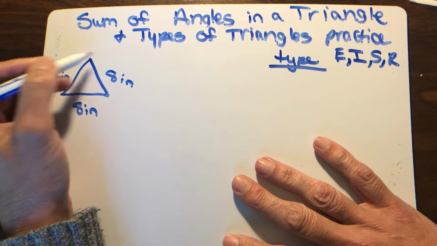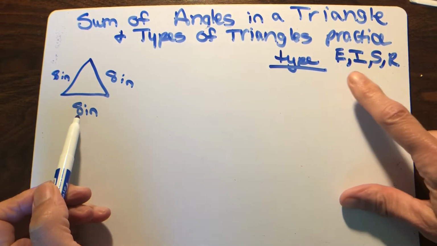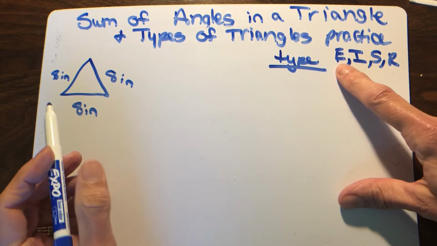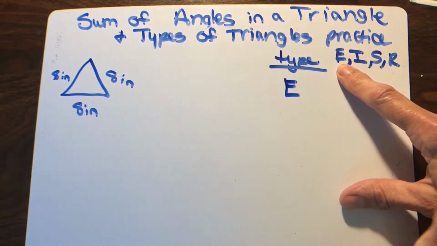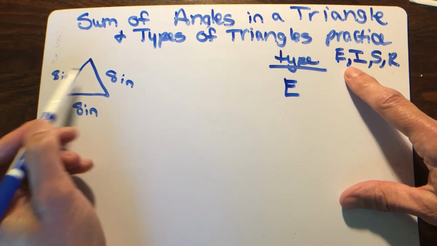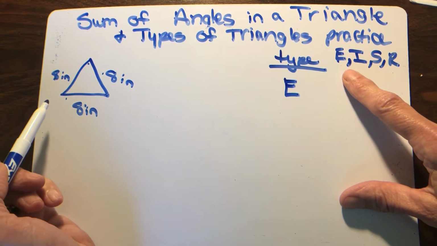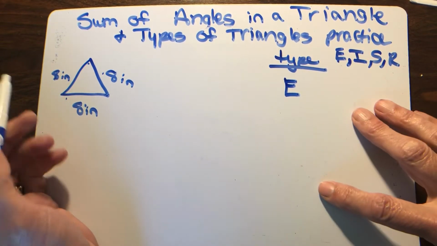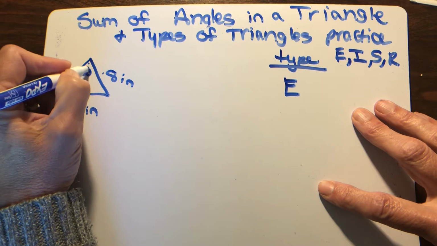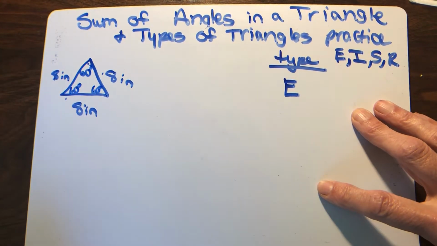Okay, so I'm looking at this. I've got the sides are all measured, 8, 8, 8. What kind of triangle has all sides that are the same? Well, that's an equilateral. So you're supposed to know from your previous video, if it's equilateral, all sides are equal, but what also do you know about the angles? That they are also equal. In fact, they're all equal to what? 60 degrees. So we're going to write 60 degrees inside our triangle.